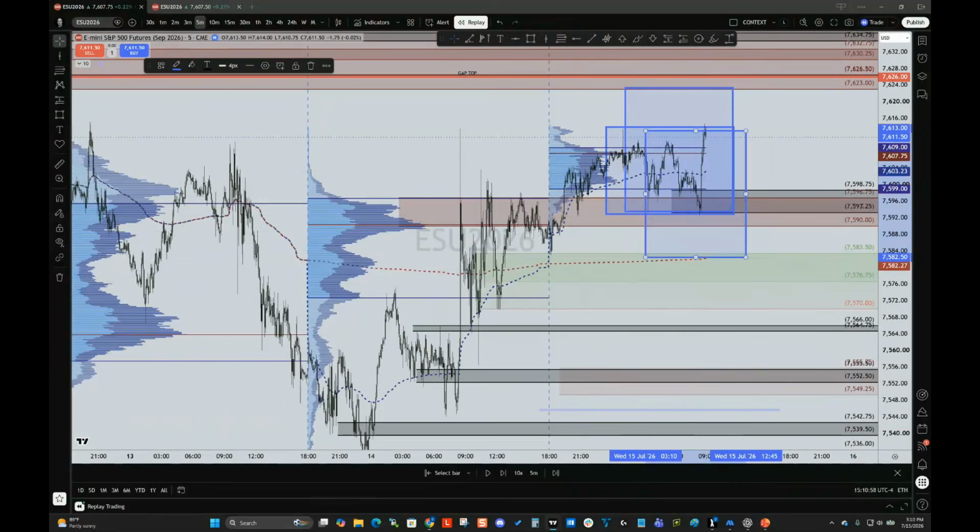Based on this context, I select the appropriate setups that I want to focus on. As an example, for today I will only look for the cycle rotation setup that I discussed in a previous video.